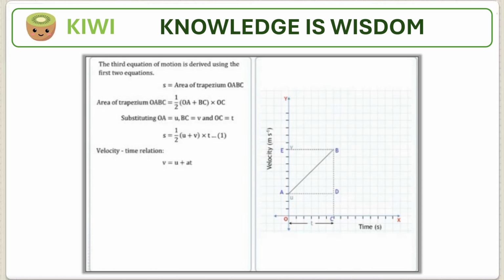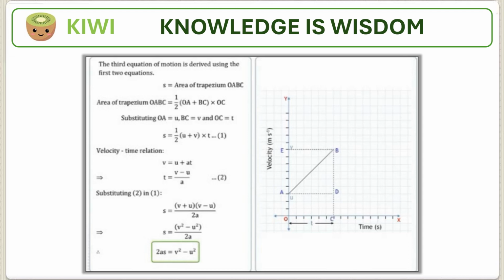Rearranging the velocity-time relation, we get T is equal to V minus U divided by A. Let's call this equation 2. Substituting equation 2 in 1, we get S is equal to V plus U multiplied by V minus U whole divided by 2A. By simplifying this expression, we get the position-velocity relation, that is, 2AS is equal to V square minus U square.